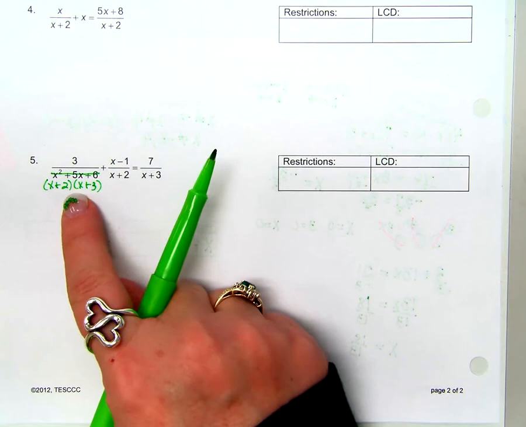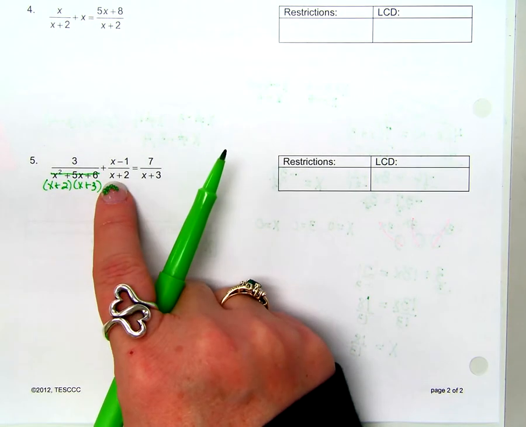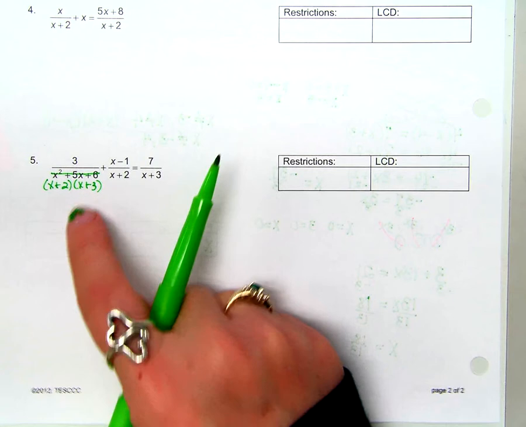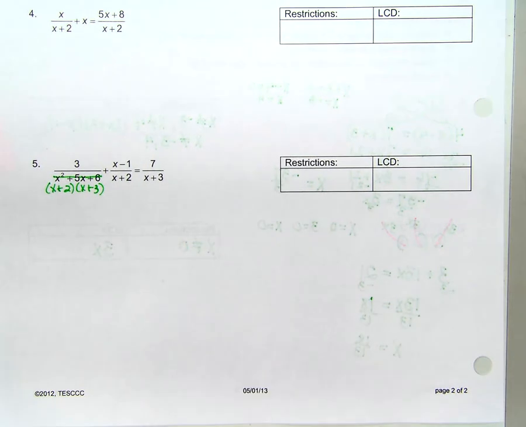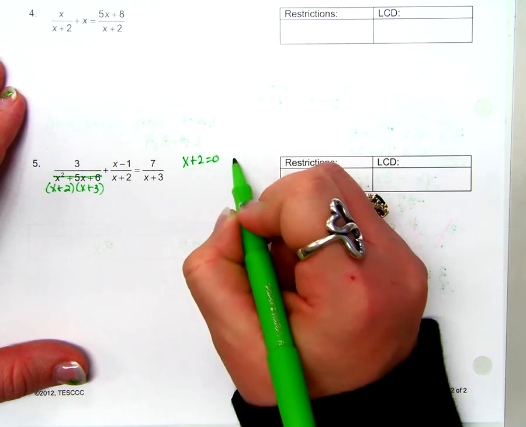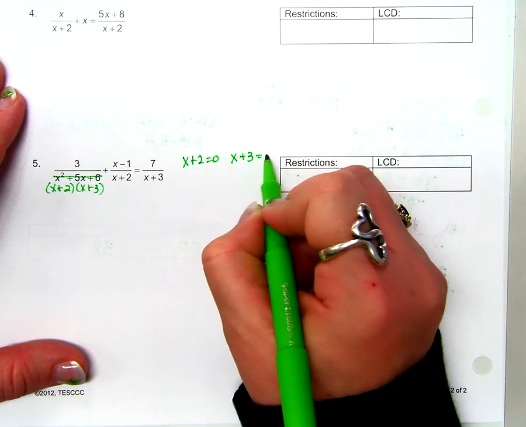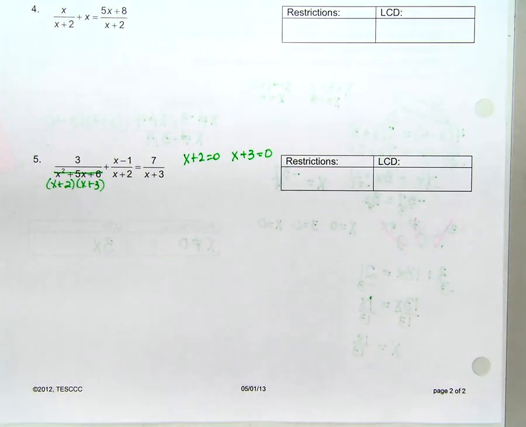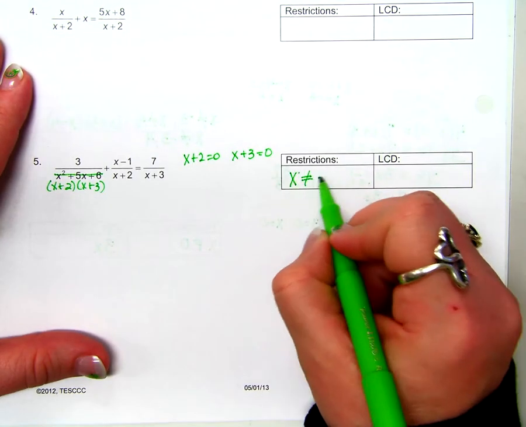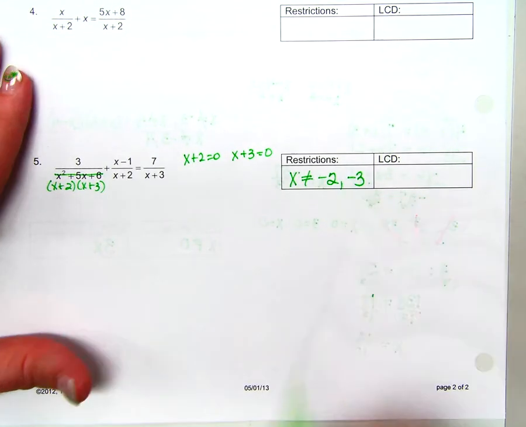If I have to set this denominator equal to 0 and that one, that's already there, and that one, that's already there, how many restrictions are we going to end up with in this problem? Very good, 2. One of them is going to be x plus 2 equals 0. One of them is going to be x plus 3 equals 0. So somebody please tell me what are my 2 restrictions. Excellent. x equals -2, x equals -3.